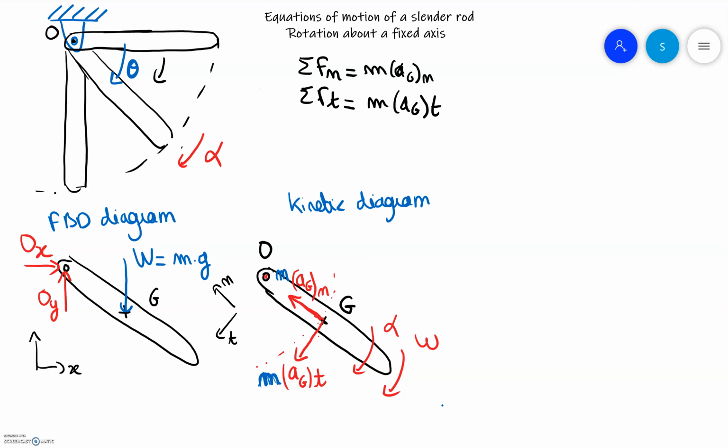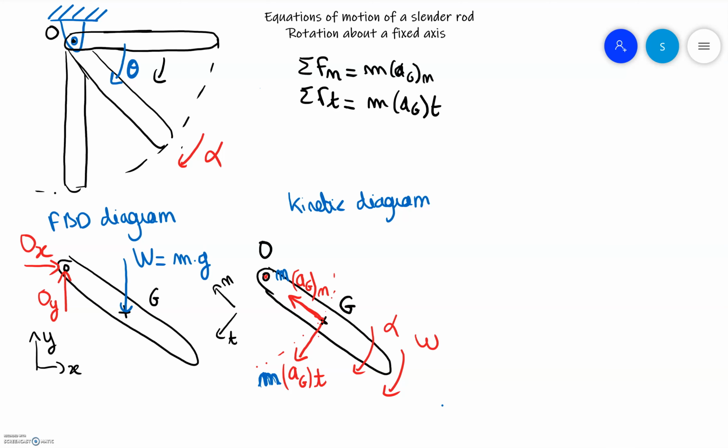Okay, we can choose, but we need to be consistent when we write the equation of motion. If we use x and y for the force, we need to resolve the acceleration AGT on x and y and AGN on x and y. If we decide to use n and t for the acceleration, we can use n and t for the pin reaction at O, and we need to resolve OY and OX on the axes n and t. Okay? Just be consistent in your equation at the end.